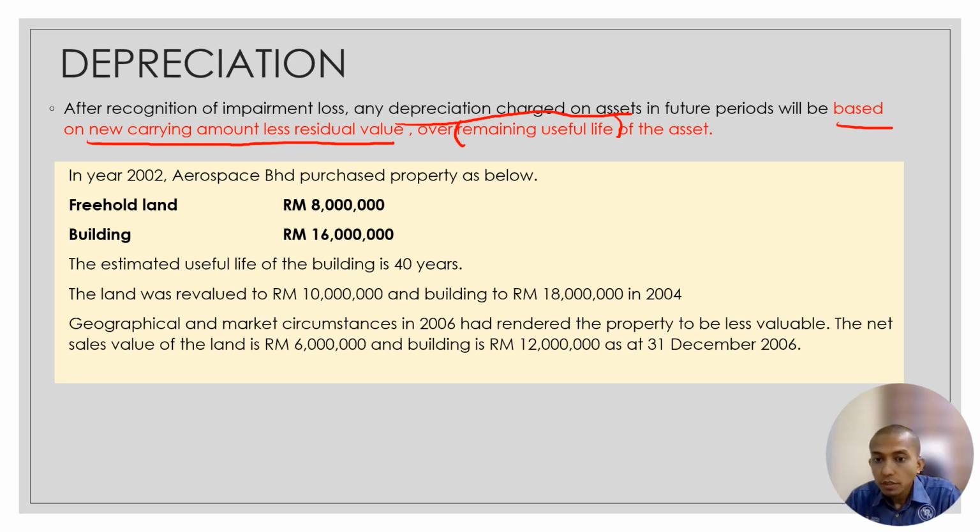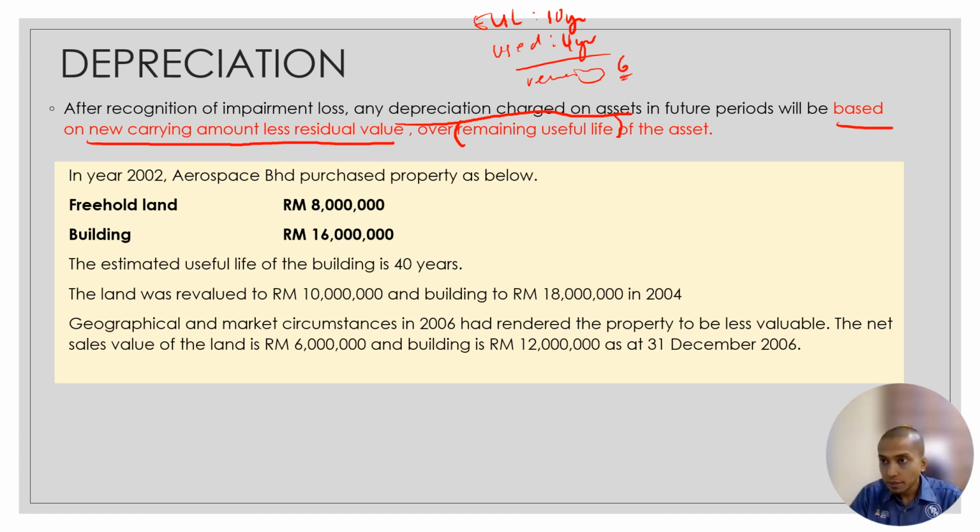That means, let's say the asset has an estimated useful life of 10 years, used for 4 years already. So the remaining useful life is 6 years. So we are going to use the remaining useful life after we do the impairment loss. Right, so based on this part.